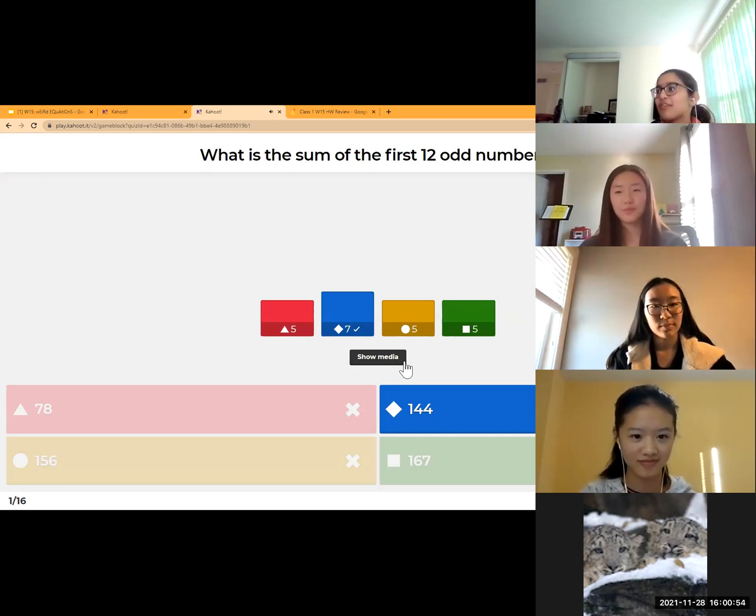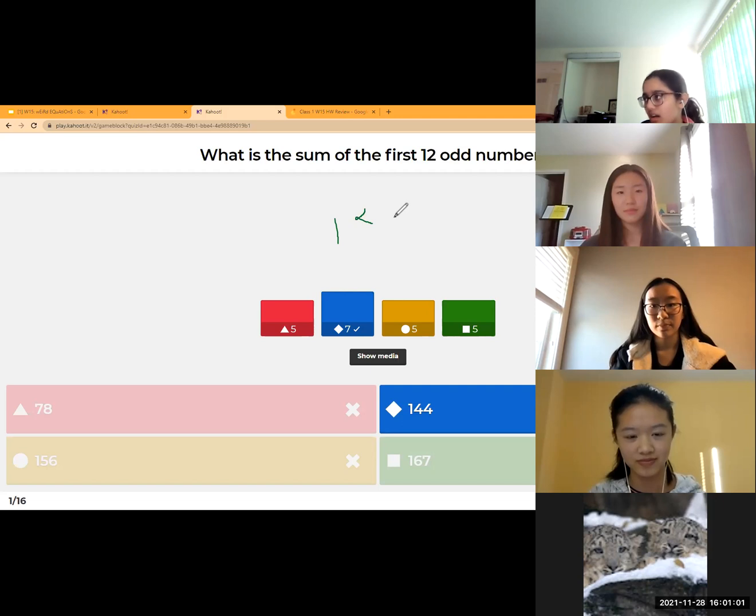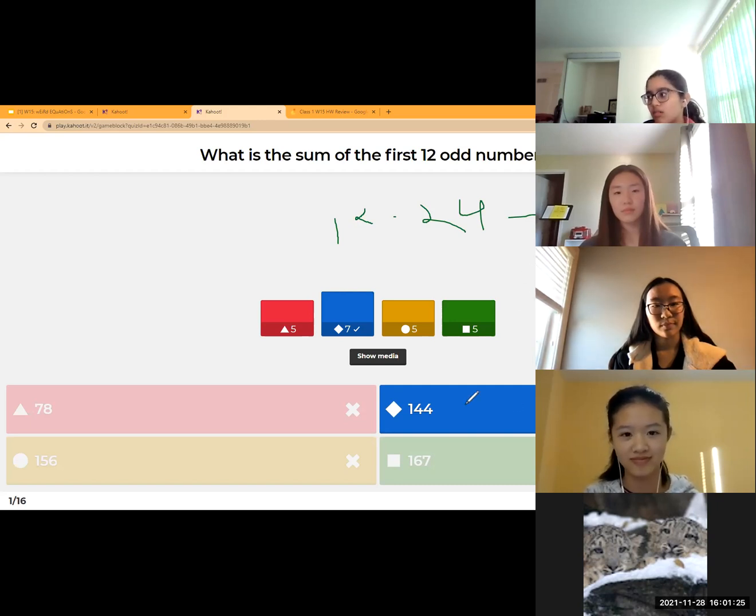Okay, it's 144. So you have 12 numbers, right? So we have 12 multiplied by, and then the 12th odd number is, remember, right before the 12th even number, and the 12th even number is 24 because 12 times 2. So we have 23, right? And then you have the first odd number, which is 1, so 24 is the sum of a pair. And then remember, we have to divide by 2 because otherwise we'll be pretending there are 12 pairs when there are really only 6. So that gets us 12 times 12, which is 144.